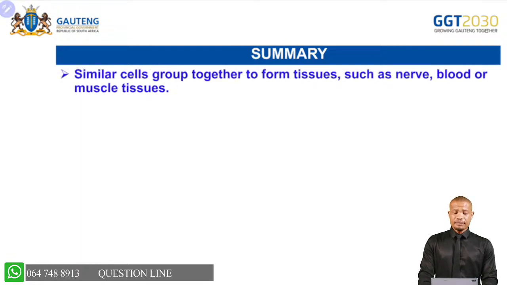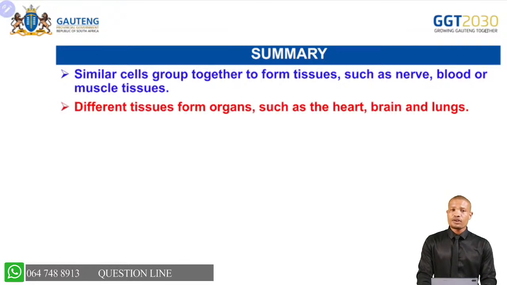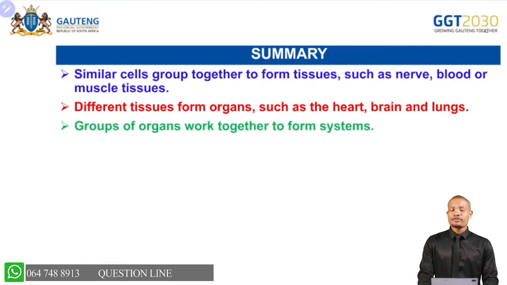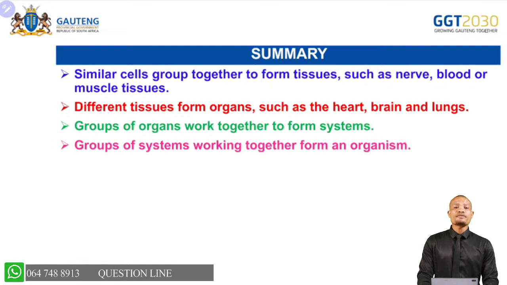Then we said similar cells group together to form tissues such as your nerve, blood, and muscle cells. And different tissues form organs such as your heart, brain, and lungs. And this group of organs will work together to form a system. Okay? And a group of systems will work together to form an organism.